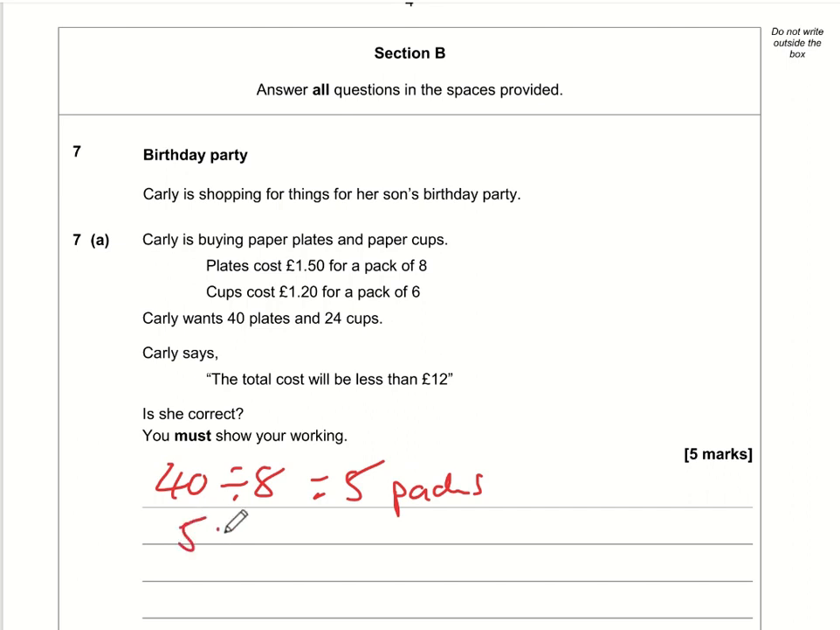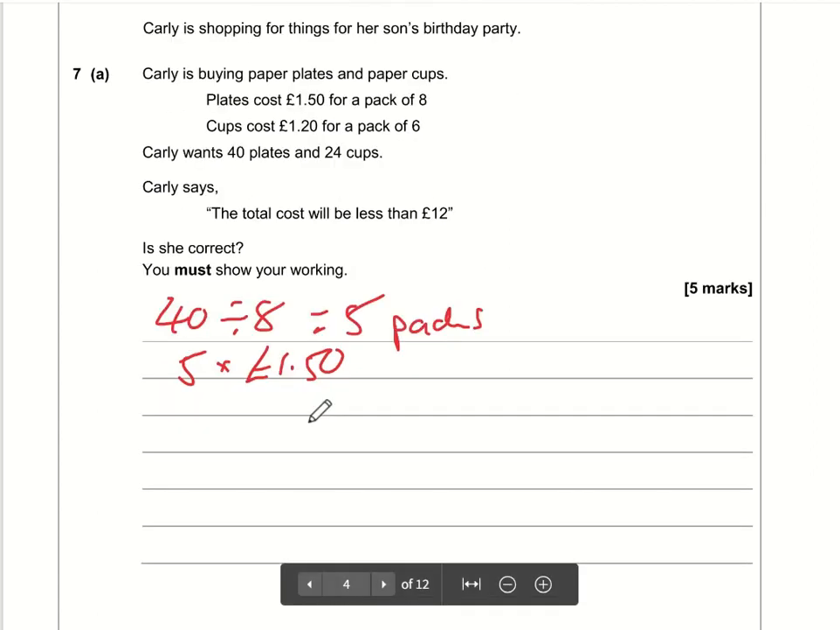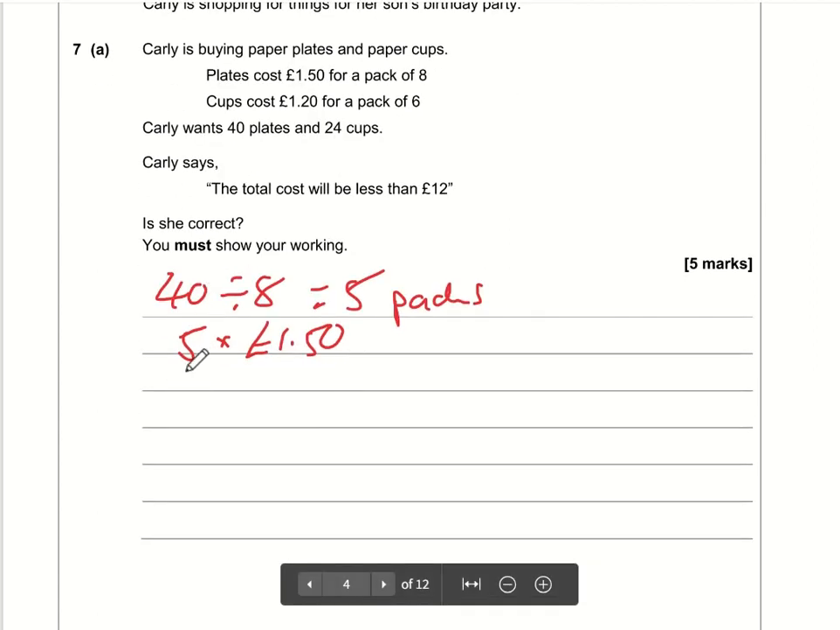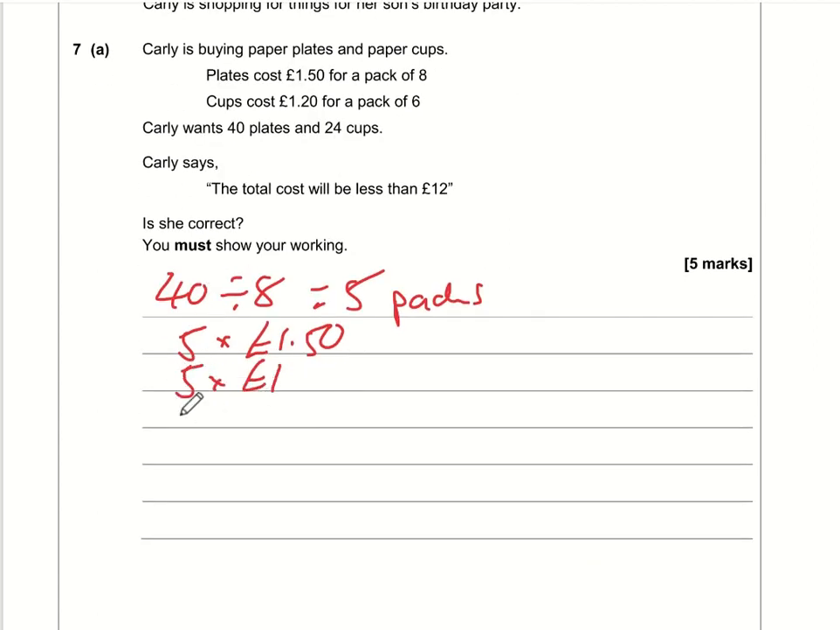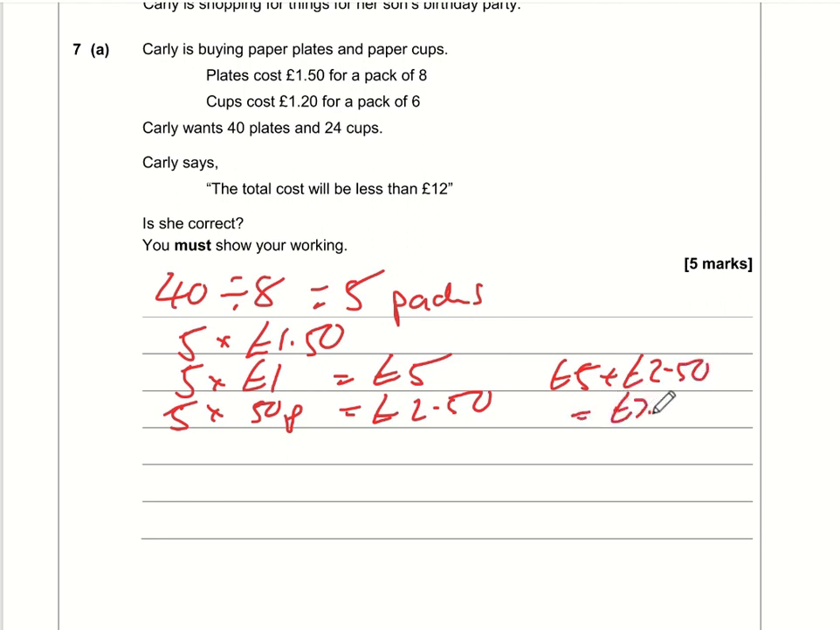So that is going to be 5 lots of £1.50. So what is 5 times by £1.50? Well, that is the same as 5 times £1 plus 5 times 50p. £5 are a fiver, 5 50p's, that is £2.50, so that £5 plus £2.50, that is £7.50 for the plates.